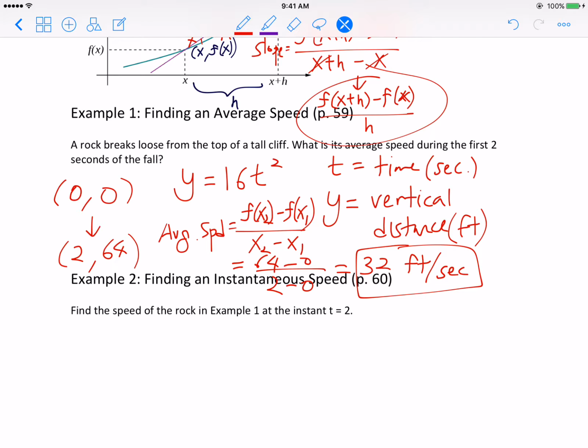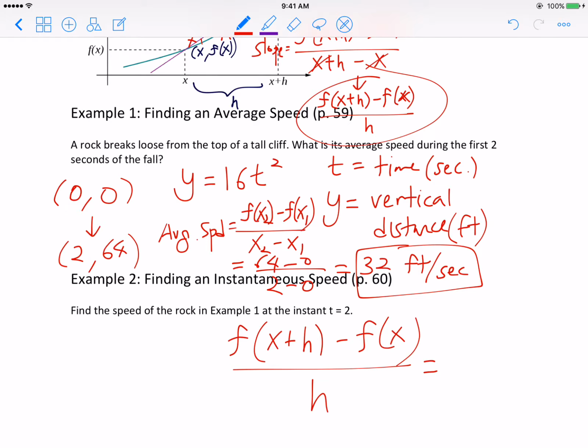But you could have used this new formula as well to solve the same problem. We're still in example 1, and if you look at this formula, your x value would represent the initial x value, or the initial t value in this case, and the h value would represent the difference in the x value between the first point and the second point. In our case, that is the first 2 seconds, so your h value will be 2.